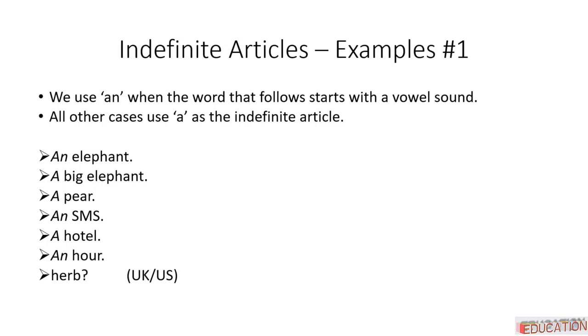And here we've marked this with a question mark and marked it as UK-US. Now in UK English, they would pronounce that word herb, presumably because there's an H at the start of it. So if it was an English speaker, they would say a herb. But for some reason, the Americans call it erb, and they would say an herb.